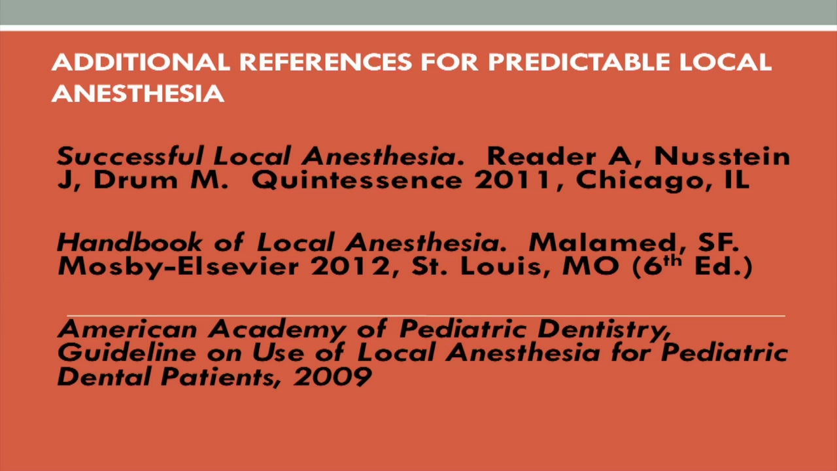The additional references for this course in predictable local anesthesia are Successful Local Anesthesia by Reeder, Neustein, and Drum, published by Quintessence, copyright date 2011. Handbook of Local Anesthesia by Stan Malamed, published by Mosby Elsevier in 2012, and that is the 6th edition. And finally, the American Academy of Pediatric Dentistry Guideline on the Use of Local Anesthesia for Pediatric Dental Patients, that was published in 2009.